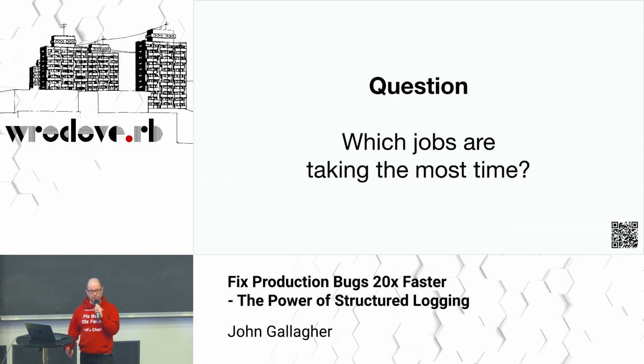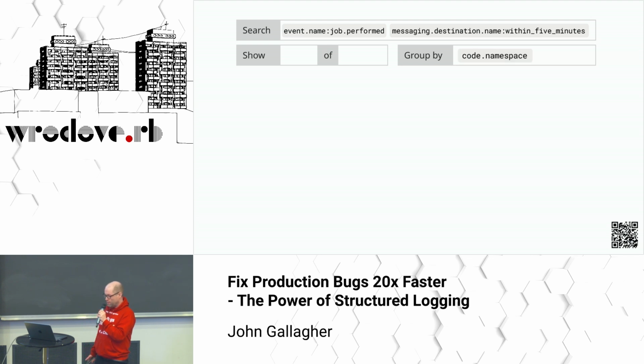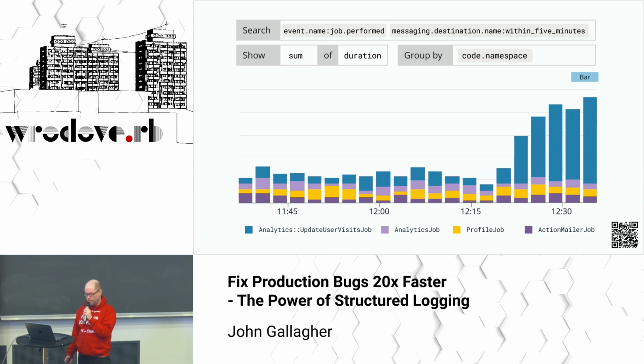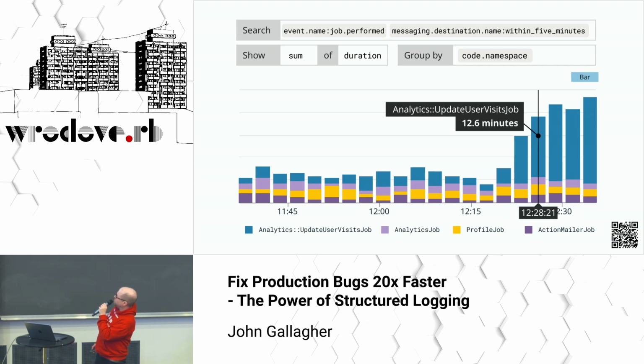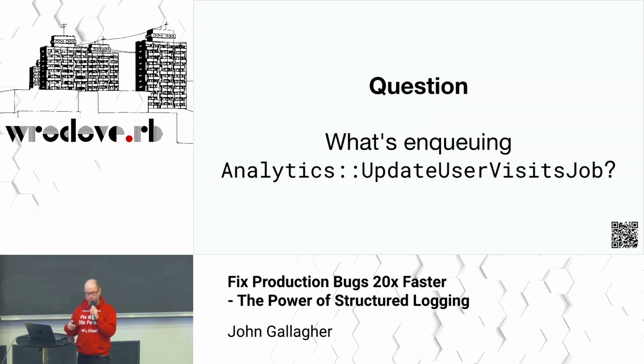So what's a question I want to answer? Okay, which jobs are taking the most time? So we'll go to the logs, we'll search for jobs performed within that queue, we'll group by job class, we'll plot the duration, and here it is. Okay. So it's clearly the analytics update user visits job that's taking all the time. What the heck is that? That's interesting. I've just learned something about my software in seconds, not even minutes. Okay, that's the answer. So what's then queuing those jobs? I'm curious.